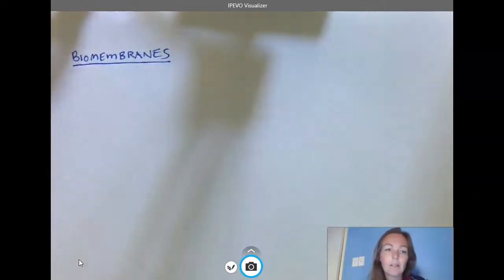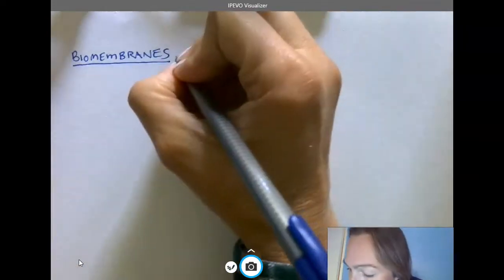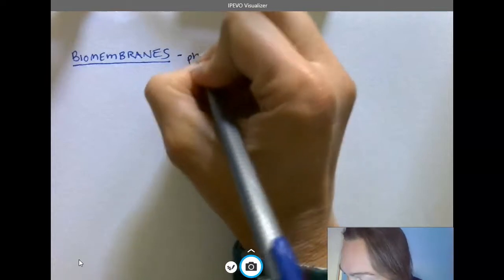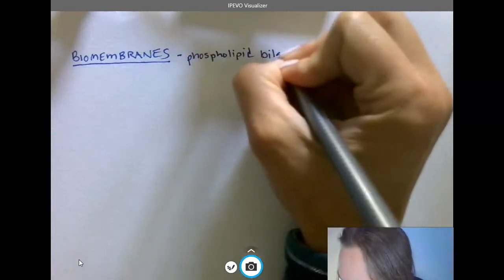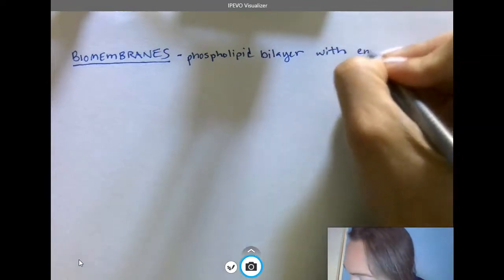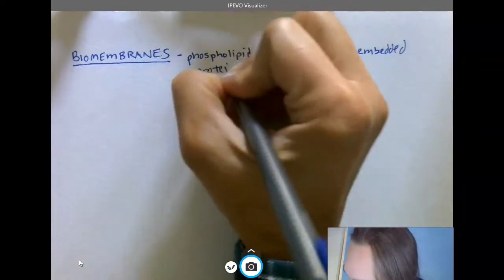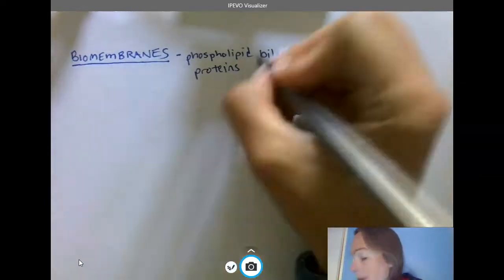You've probably never heard biomembranes called biomembranes before. You may have heard biomembranes called the cell membrane or the endoplasmic reticulum. The word biomembrane is any membrane that's made up of a phospholipid bilayer with embedded proteins. Biomembranes can be internal membranes as well as external membranes.